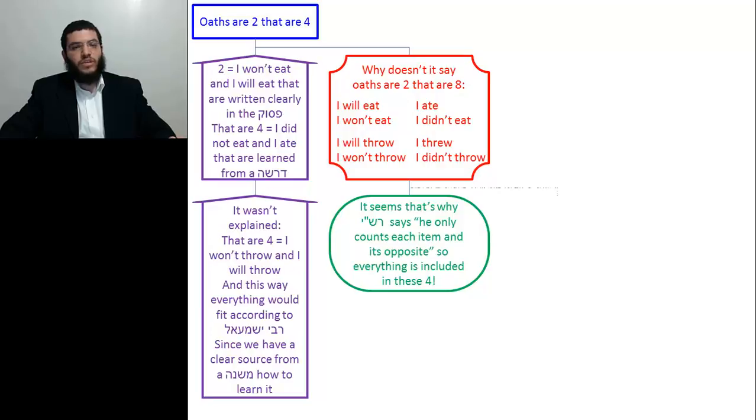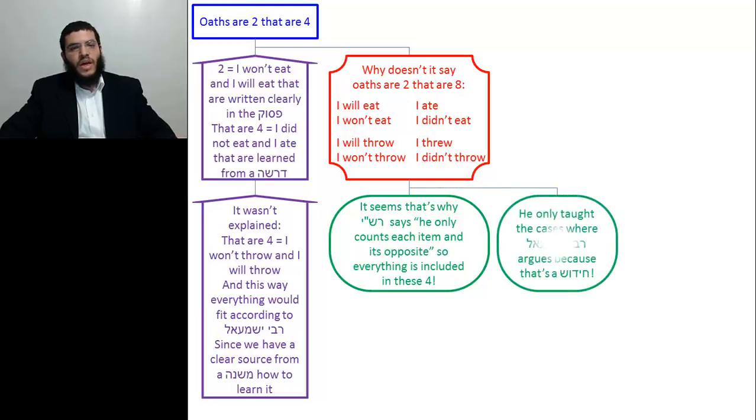And then we have a second answer from Tosfos, and that is that the Tana only taught 4, not 8, because he came to teach the cases that are a chiddush. Regarding the way of interpreting it, that it refers to the future and the past, there's a chiddush, because we have an opinion that disagrees with the past, from Yishmael. So he took that case, since there's a chiddush involved in it, that there's an opinion that disagrees.